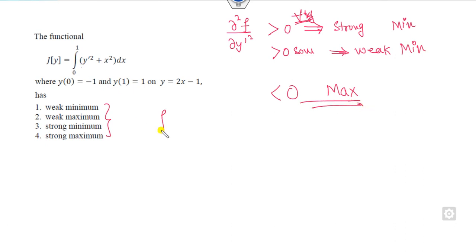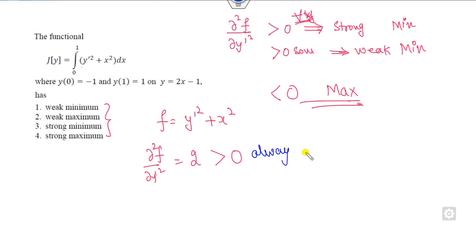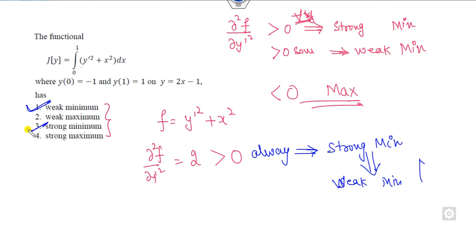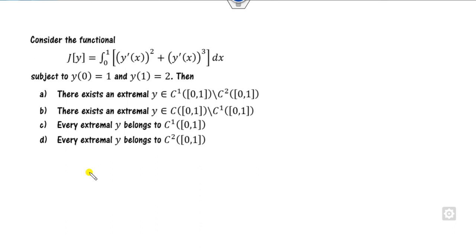So what is that? F is my y dash square plus x square. What is the second order partial derivative of this? It is 2, which is greater than 0 always. So what is the meaning of that? It has a strong minima. Once it is a strong minima, it is also a weak minima, but the converse is not true. So weak minima and strong minima are the correct options for this problem.